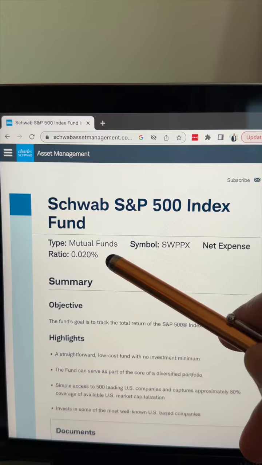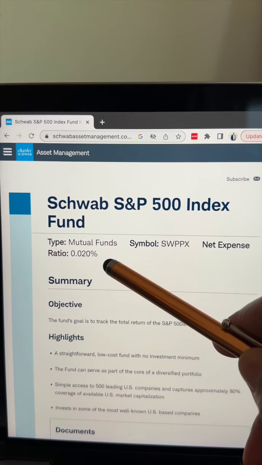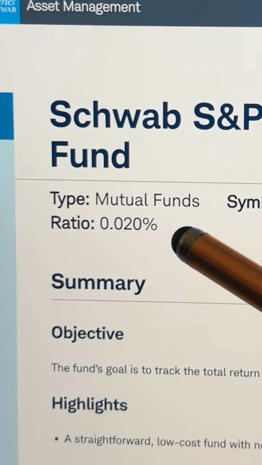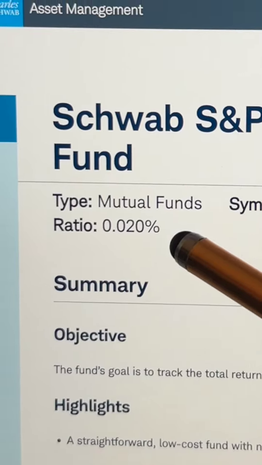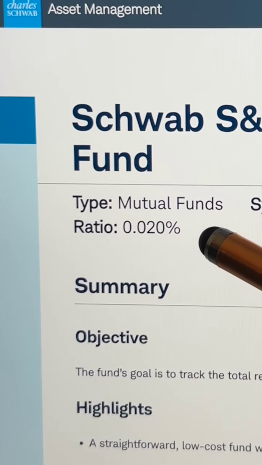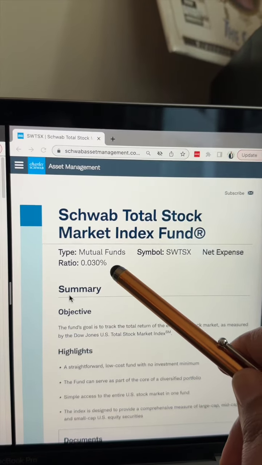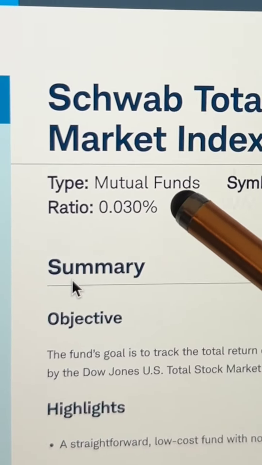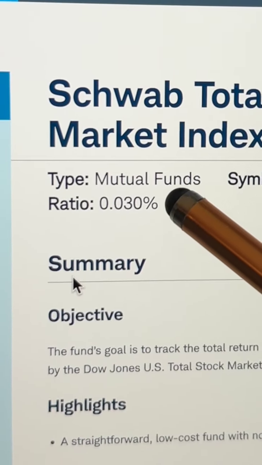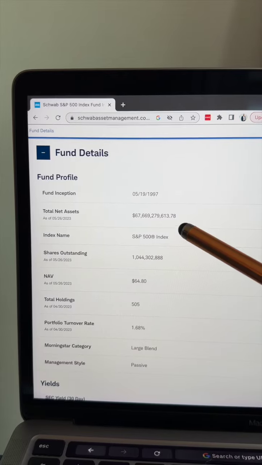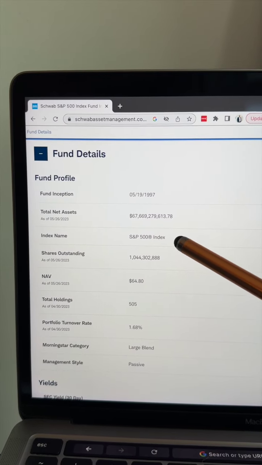Now, the great thing about both of these funds is that they have extremely low expense ratios. SWPPX has an expense ratio of just 0.02%, meaning you'd only pay $2 in fees for every $10,000 you invest. And SWTSX also has an ultra low expense ratio of just 0.03%, meaning you'd pay just $3 in fees for every $10,000 you invest. Now, the biggest difference between these two funds is the index that they track.